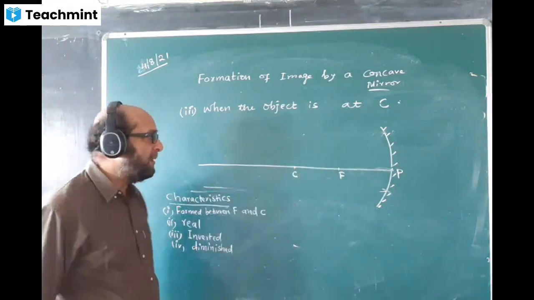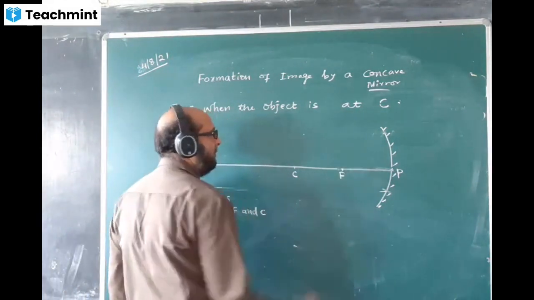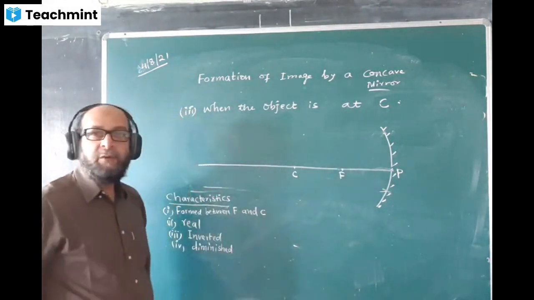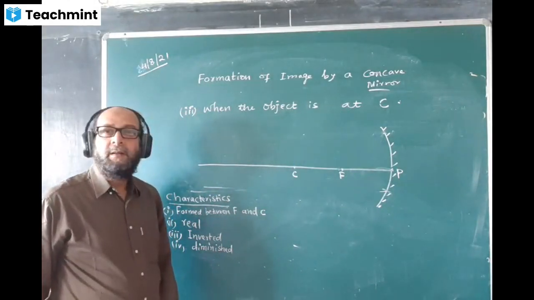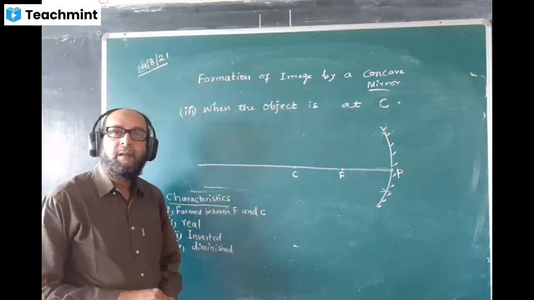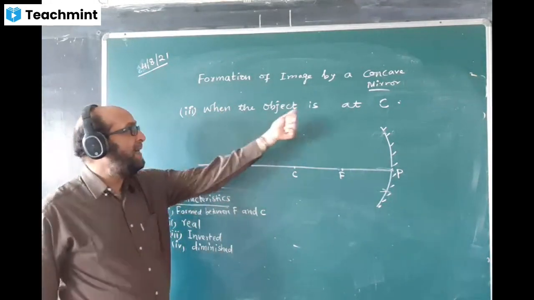Further 2 centimeters you mark using the ruler. P to F is 2 centimeters and F to C also 2 centimeters. Done. Where is the object now? As per the question, as per the condition, the object is at C.